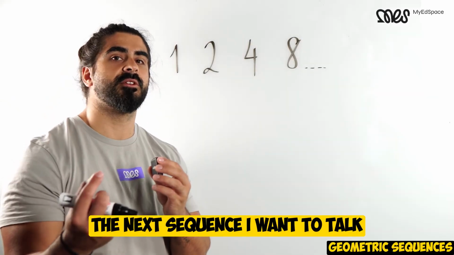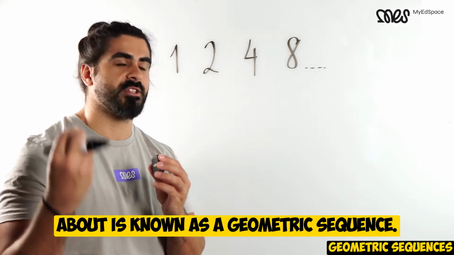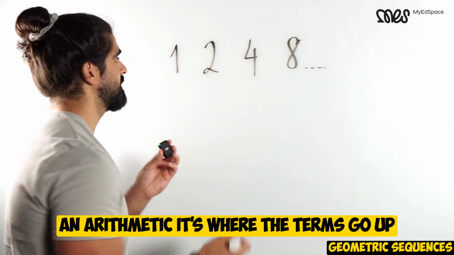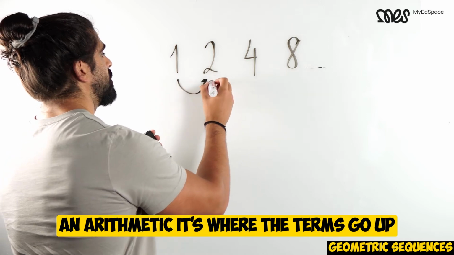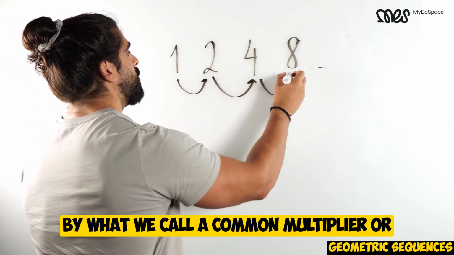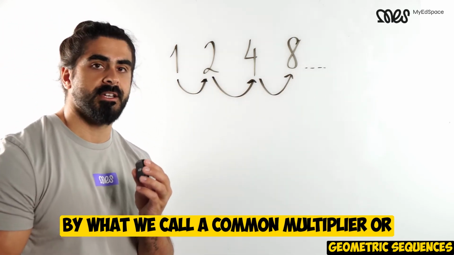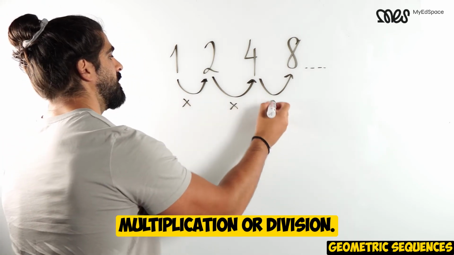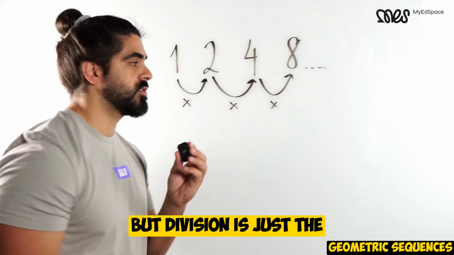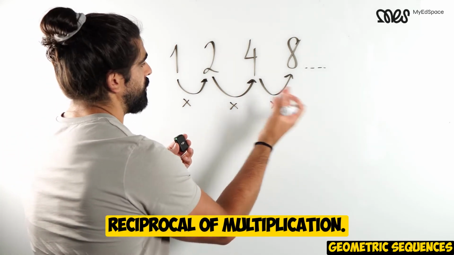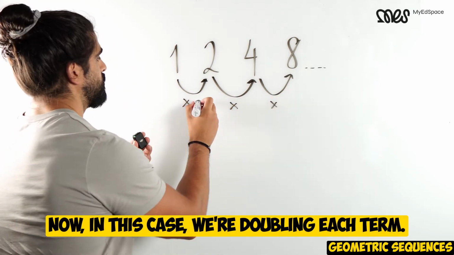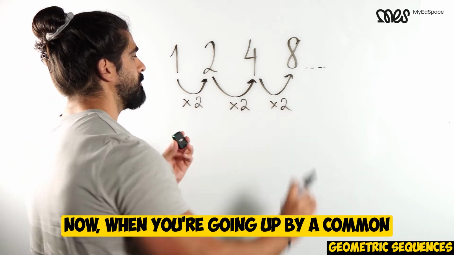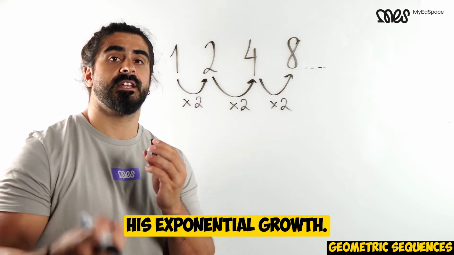The next sequence I want to talk about is known as a geometric sequence. Now, a geometric sequence, kind of similar to an arithmetic one, is where the terms go up by what we call a common multiplier or a common ratio, implying multiplication or division, but division is just the reciprocal of multiplication. In this case, we're doubling each term. When you're going up by a common multiplier, we can also call this exponential growth.